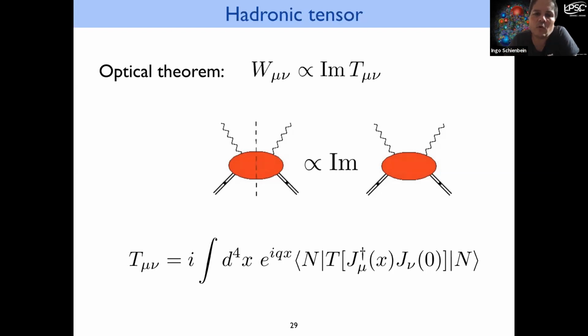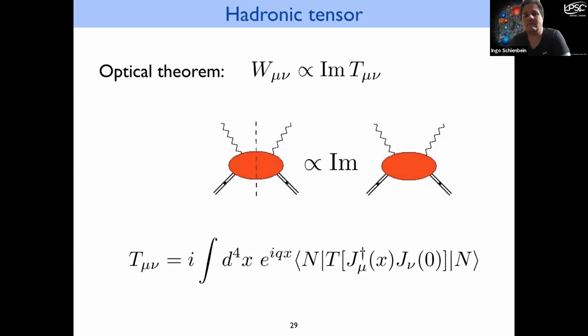Now, if you remove this dashed line, you arrive at the forward Compton amplitude. Due to the optical theorem, the cut diagram is related to the imaginary part of the uncut diagram. That gives us the relation that the hadronic tensor is 1 over pi times the imaginary part of the forward Compton scattering amplitude T^{mu nu}.